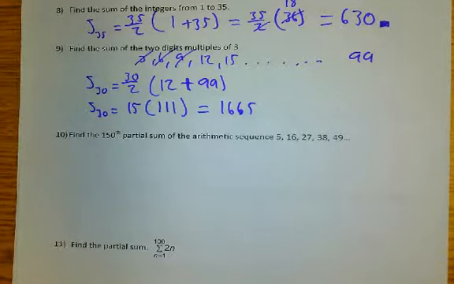So that means that there's 33 numbers from 1 to 99 that are multiples of 3. But I only care about the ones that are 2 digits. So I got rid of the 3, the 6, and the 9. So 33 minus 3 is 30. Cool? All right. Number 10.